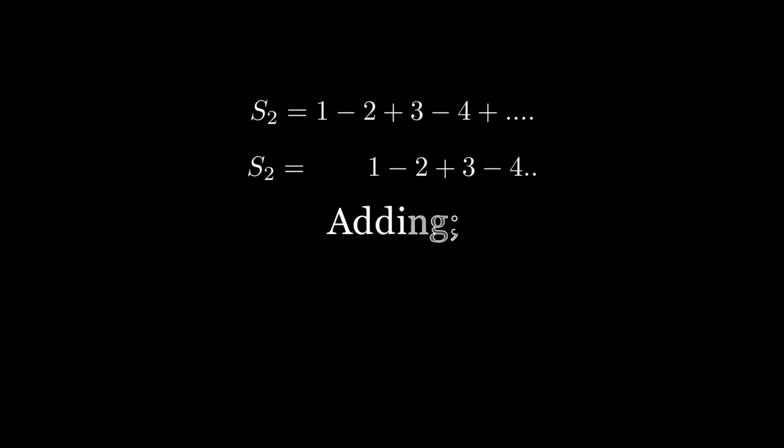We'll shift it over one place and then adding both, we can see we get 2s2 is equal to 1 minus 1 plus 1 minus 1 and so on, which is just s1. So substituting the value of s1, we get s2 is equal to 1 by 4.